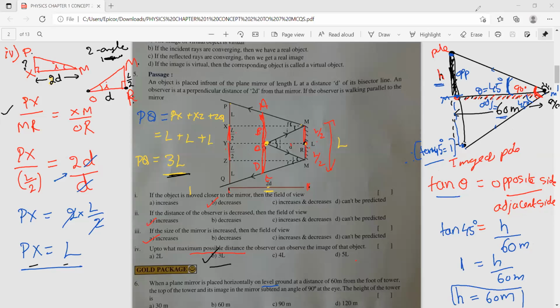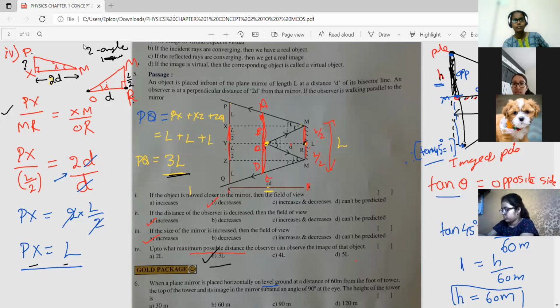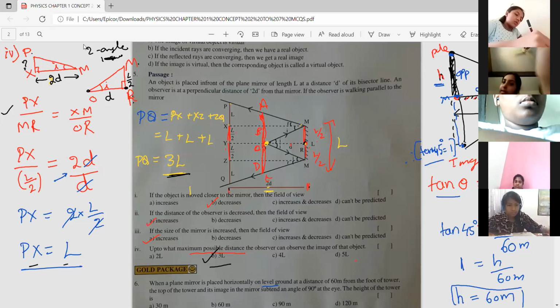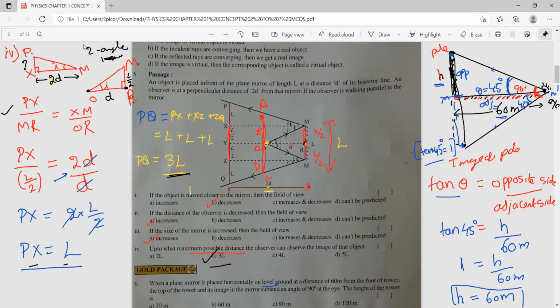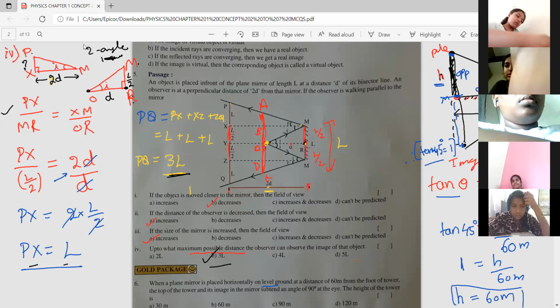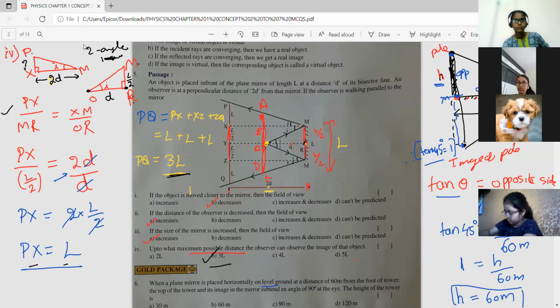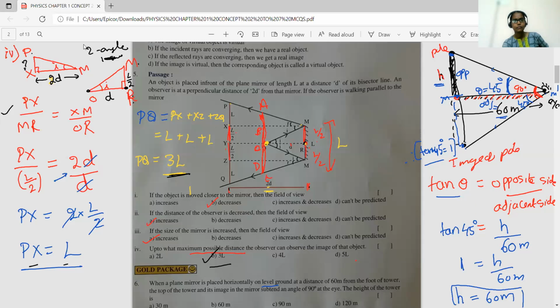Clear, children? Once again. Yes, any doubt? This question? Completed writing everyone? We'll go for the next concept, children.